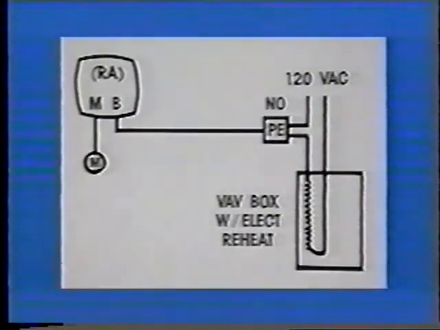The solution is to use a reverse acting thermostat and a pneumatic to electric switch, or PE switch. Strip heater controls are wired to the common and normally open contacts of the switch. A rise in branch line pressure will close those contacts, allowing the heaters to operate. As the temperature in the space increases, the branch line pressure falls, and the PE switch contacts would open, shutting off the strip heaters.